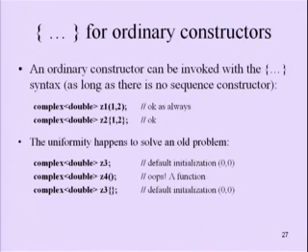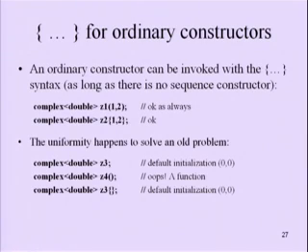So the idea is that we'll allow this as an alternative syntax. If you want to initialize the double with a real and imaginary 1 and 2, fine, you can do it exactly like that. And it means the same. It couldn't possibly mean something else. There's no sequence constructor for complex.